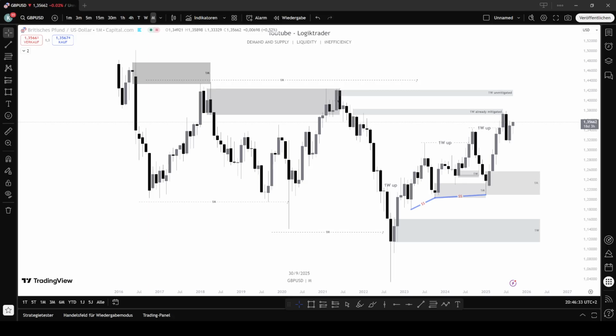Market structure. Market structure is the foundation of price action trading, describing how price moves in three phases: uptrends, consolidations, and downtrends. The goal is simply buy in uptrends, sell in downtrends, and avoid consolidations.